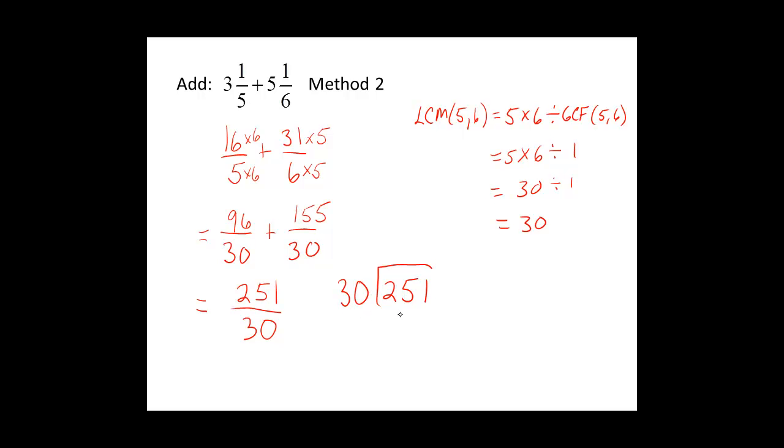30 divides 251 8 times. 8 times 30 is equal to 240. When we subtract, we get 11. 11 is our remainder, so it is our numerator of our fraction part, and 30 is our denominator. So 8 and 11/30 is this as a mixed number.